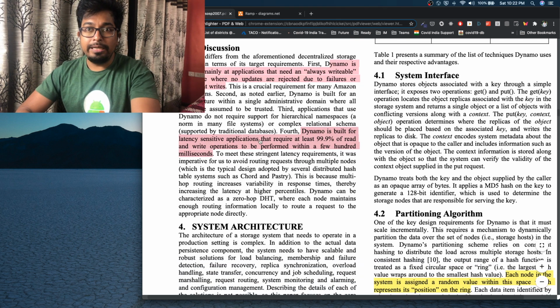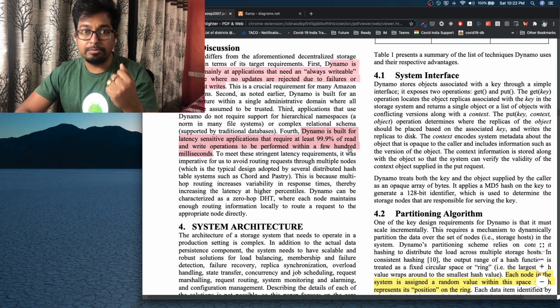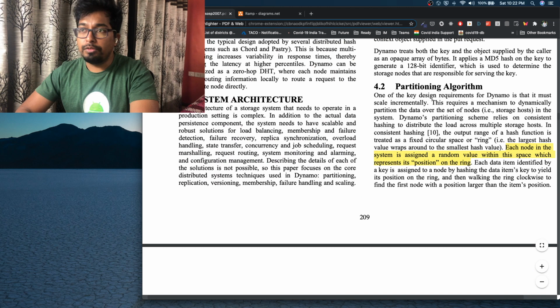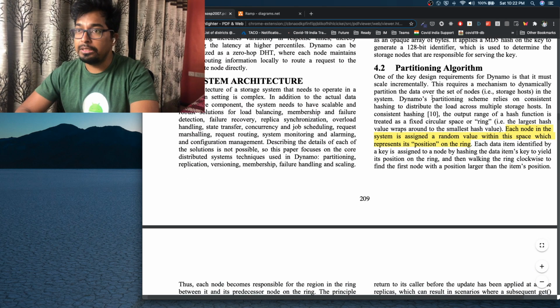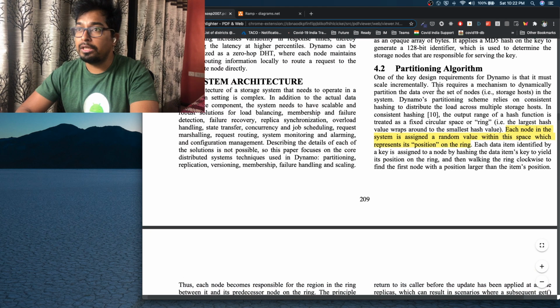Dynamo is built for latency sensitive applications that require at least 99.9% of read and write operations to be performed within a few hundred milliseconds. So Dynamo is built for scale. It needs things to be really fast and needs to be always on. First, of course, we spoke about the partitioning algorithm, so let's go over the key parts.